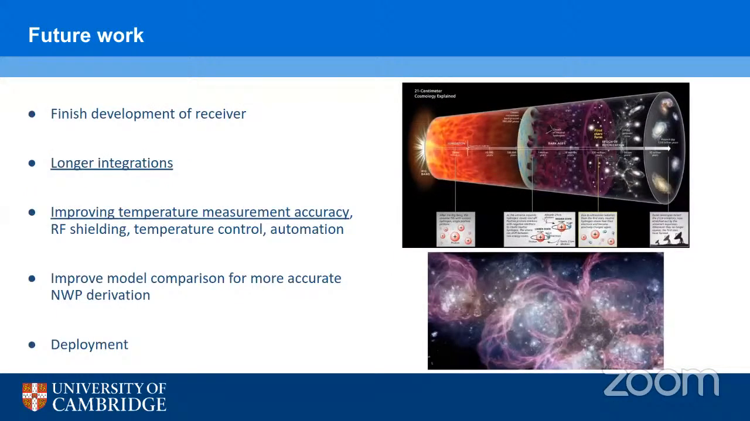And so our future work is primarily finishing the development of the receiver and testing our algorithm with longer integration times, as well as improving the accuracy of our temperature measurement. RF shielding, temperature control, and automation are also primary features of our calibration procedure that we'd like to implement, as well as improving our model comparison for more accurate noise wave parameter derivation.